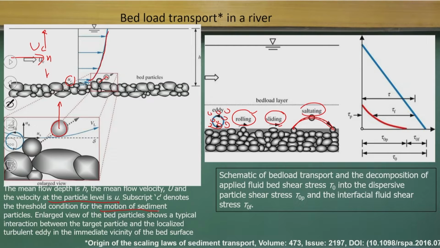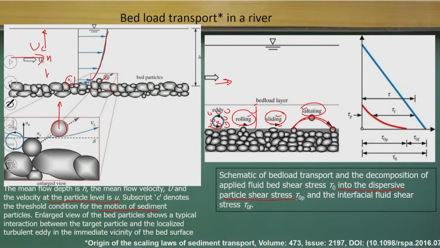So, if you look at that, the bed materials can have a rolling, sliding, or saltation, with a certain thickness where the bed materials will be quite significant. Because there is a movement of the bed materials with the flow, we will see two shear components acting on this. It is decomposed into two parts, which is a dispersive particle shear stress.